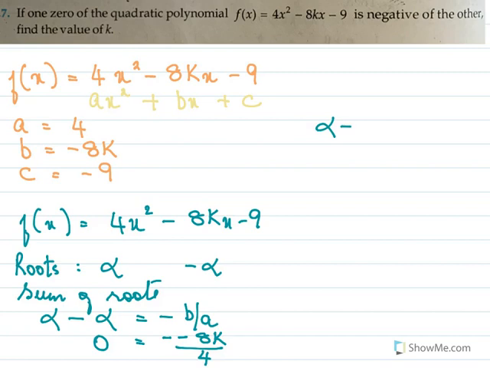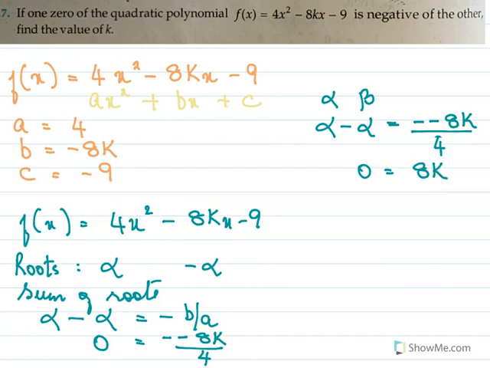So here we have alpha minus alpha, because one root is alpha and the other is minus alpha. Minus of minus is b by a. So 0 equal to, of course, the a here we write as 4 because a is 4.